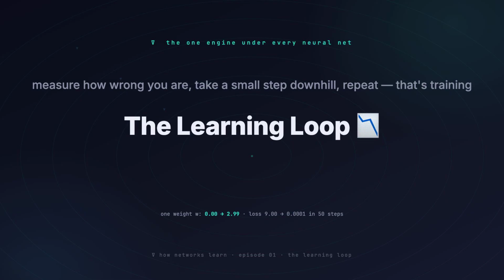And here's the thing nobody tells you up front. That loop is almost embarrassingly simple. It's one move, repeated. Measure how wrong you are, take a small step in the direction that makes you less wrong, repeat. That's it. That's training. Today we build that loop from scratch on the smallest problem that still shows everything. And we watch the error fall.